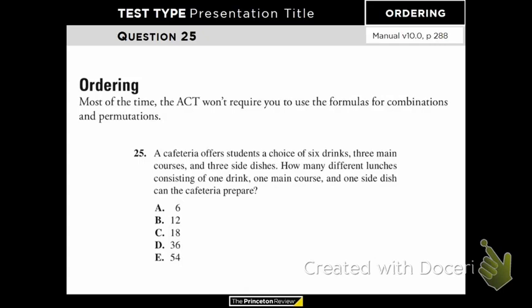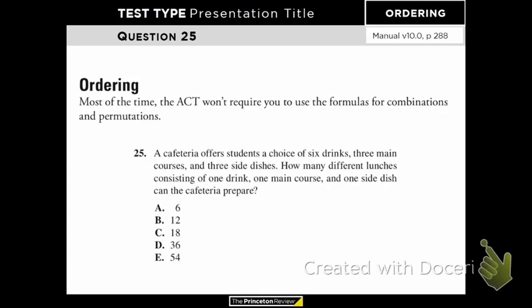The next section here is ordering. It says, most of the time ACT will not require you to use the formulas for combinations and permutations, so we're not going to go over them. But you do need to know how to count up the number of orders or the number of arrangements of certain things. So this problem actually comes up a lot.